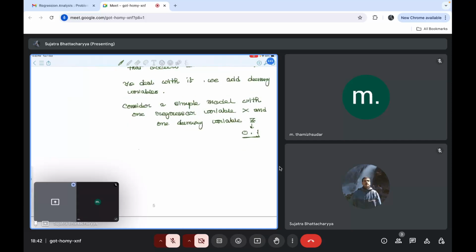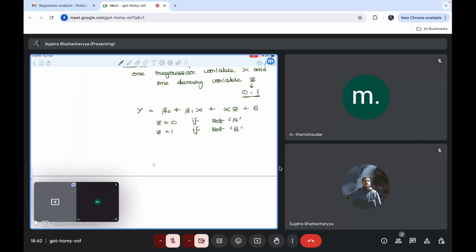So what will the model be? It will be y equals the simple linear regression model beta naught plus beta 1 x plus, now you introduce a dummy variable, alpha z plus epsilon. This is your new model now, including the dummy variable. We set z equal to 0 if the data come from set A, and z equal to 1 if the data are from set B. Okay, so based on this, what will be your fitted model?